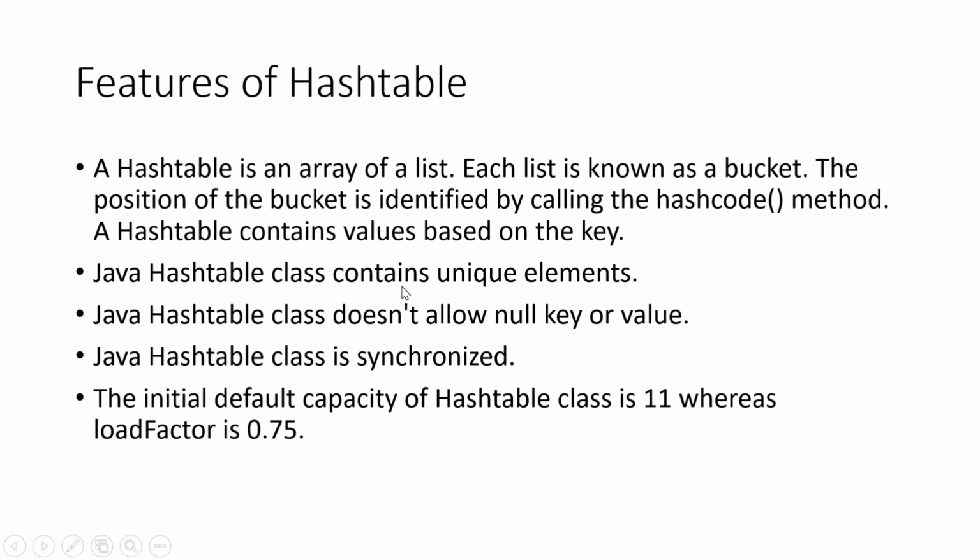The Java Hashtable class maintains unique elements, meaning the key should always be unique, and it does not allow a null key. It also does not allow null values. Hash map can contain one null key and more than one null value, but in hash table there will not be any null key or null value. This is one of the differences. The Hashtable class is synchronized. The initial default capacity of hash table is 11, and the load factor is 0.75.